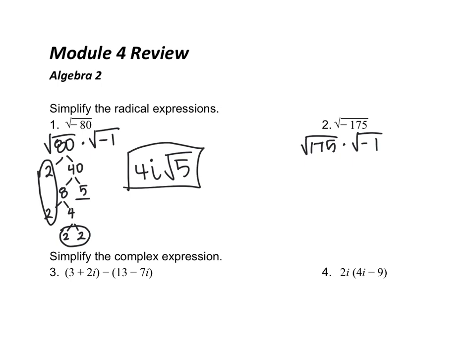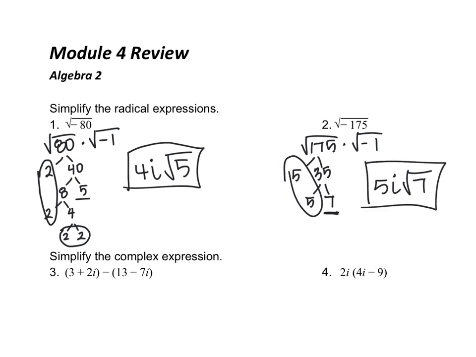175 I'm going to break down as 5 and 35. And 35 breaks down as 5 and 7. So we'll have a group of 5s and a leftover 7. So we'll have 5i square root 7 as our simplified form.